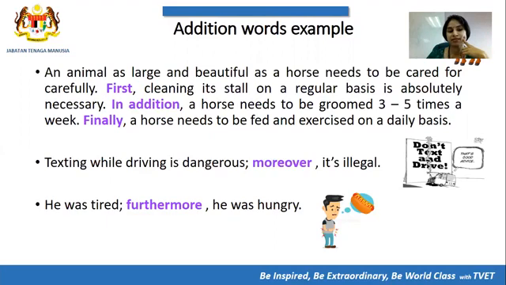Besides that, another example is "Texting while driving is dangerous. Moreover, it's illegal." So he is adding a point here. Next example, "He was tired. Furthermore, he was hungry." So here it is indicating he's tired and hungry.